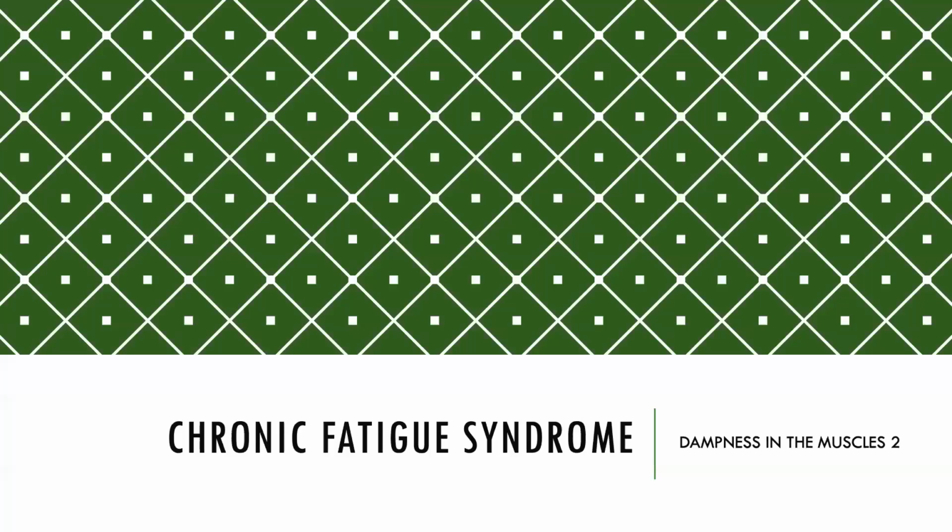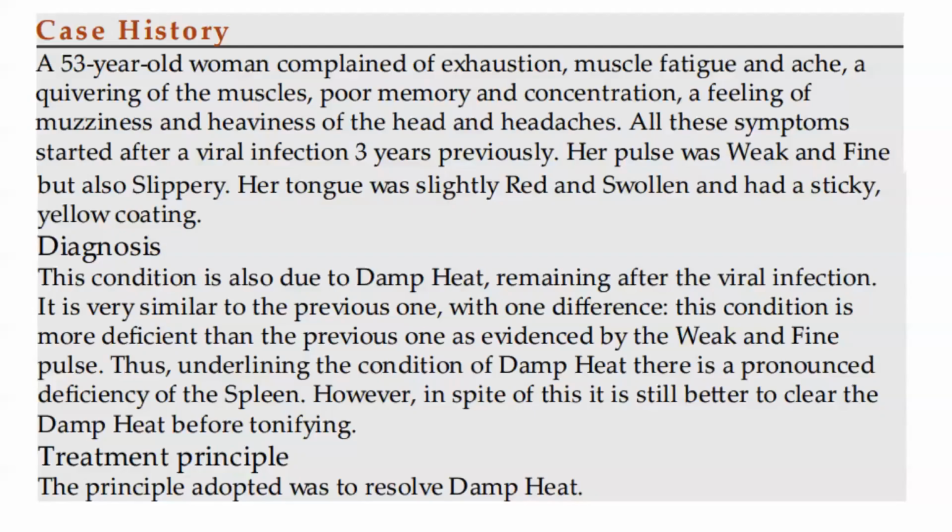Let's continue with chronic fatigue syndrome. We will discuss dampness in the muscles. Case history. We have a 53-year-old woman who complained of exhaustion, muscle fatigue and ache, quivering of the muscles, poor memory and concentration, feeling of muzziness and heaviness of the head and headaches. All this started after a viral infection 3 years previously.